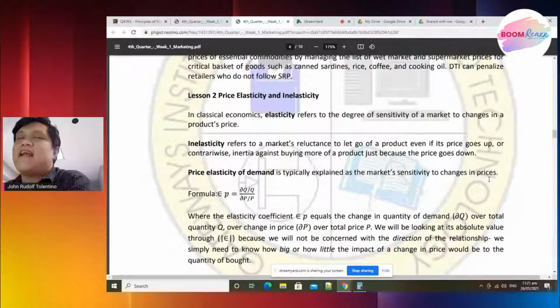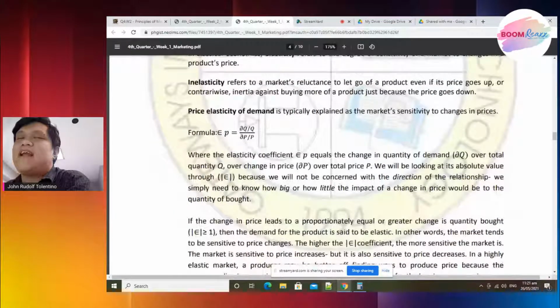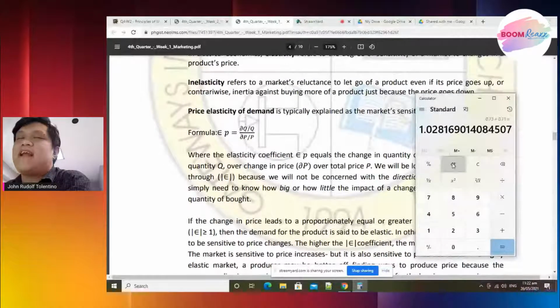Okay, next we go with the second part, which is the price elasticity and inelasticity. Ito naman, nagbigay ang notes natin ng formula: coefficient of price elasticity, which is the change in quantity demanded over the quantity, divided by the change in price over the price. Okay, so how to simplify this kind of formula, the coefficient. So I will bring out my calculator on the screen.